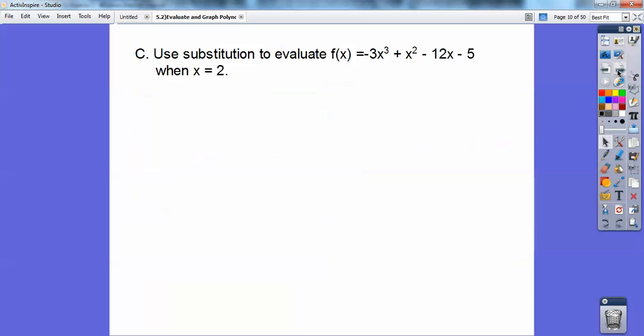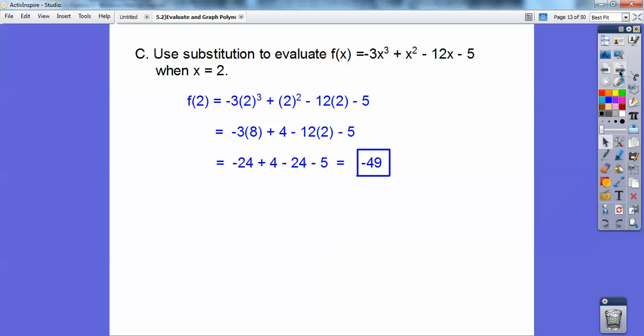All right, so use substitution to evaluate f of x equals negative 3x cubed plus x squared minus 12x minus 5, and we're going to substitute in x equals 2 in each place. I'm going to do the exponents first. 2 cubed is 8, 2 squared is 4, so it's negative 3 times 8 plus 4 minus 12 times 2. Now I'm going to multiply, and then you add them all together and you get negative 49.